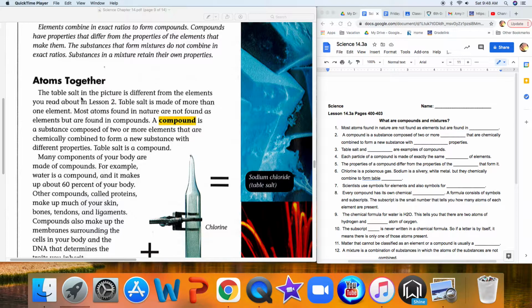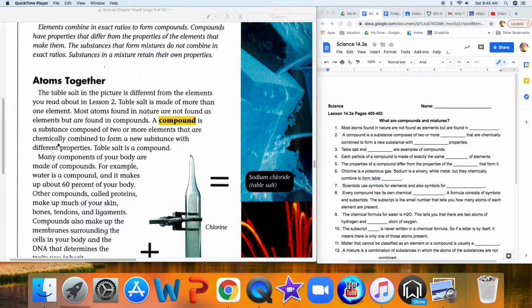The table salt in the picture is different from the elements you read about last week in lesson 2. Table salt is made up of more than one element. Most atoms found in nature are not found as elements, but are found in compounds. Number 1 in your notes. What's a compound? A compound is a substance composed of 2 or more elements, number 2 in your notes, that are chemically combined to form a new substance with different properties. The second blank in your notes.